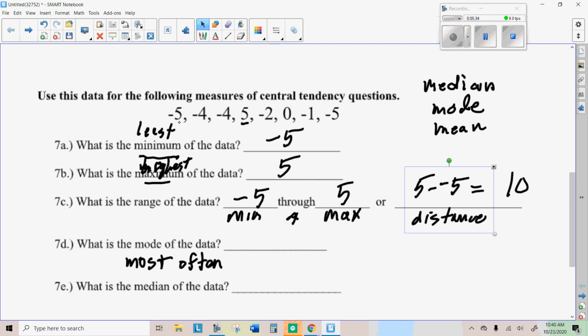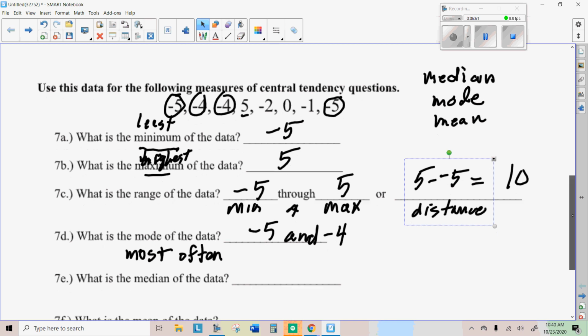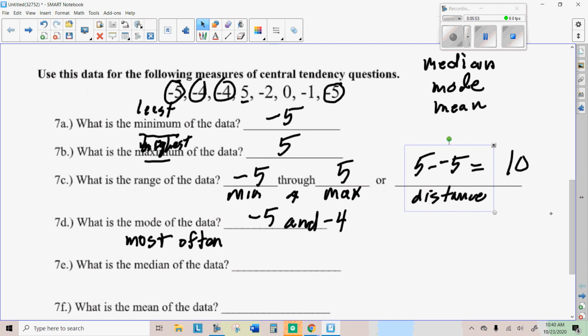And I see, let's see, there's two -5s, and there's two -4s. You can have more than one mode. So for this, you would say -5 and -4. And the median of the data is the number in the middle. To get that, you have to have all the numbers in order.